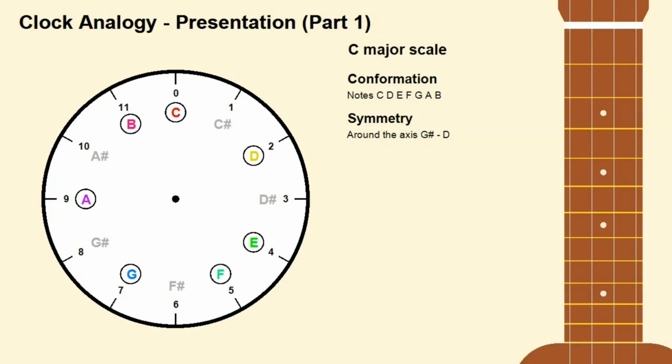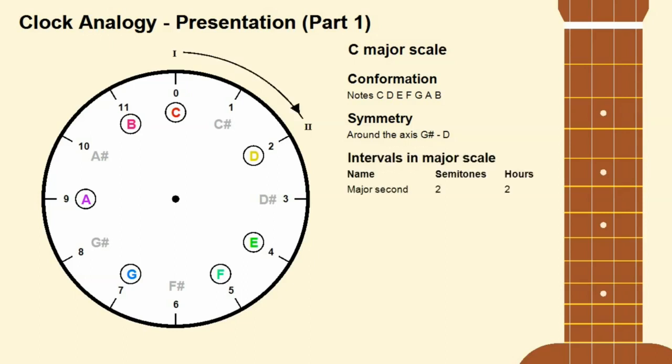Let's start our presentation of intervals. Major second interval. It corresponds to 2 semitones, which constitutes a tone, to 2 hours on the clock face, and to 2 frets on a fretboard.